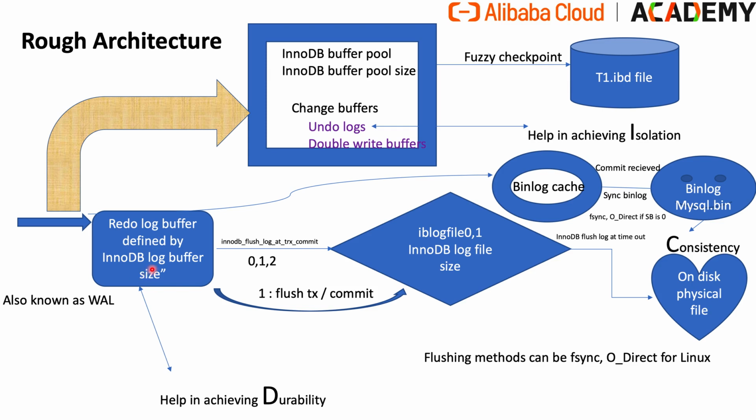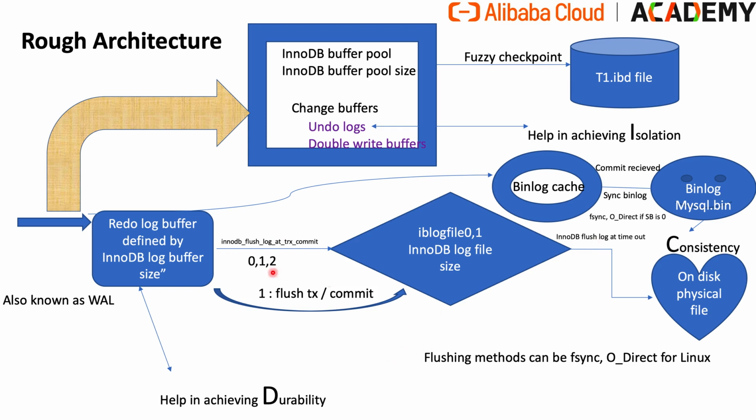So if you see here in this architecture, whenever you execute any query, it will first go into the redo log buffer. From here, it goes to your InnoDB log file, or I can say your IB log file, that is your redo log files. And then from here, it flushes to your disk, that is your physical file. So that's why I have mentioned these components and variables here, and how they help you to achieve performance over security or security over performance.